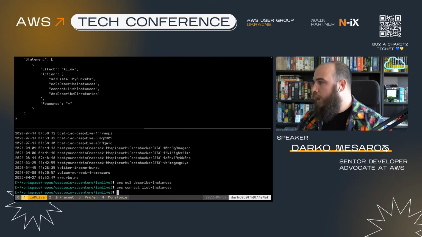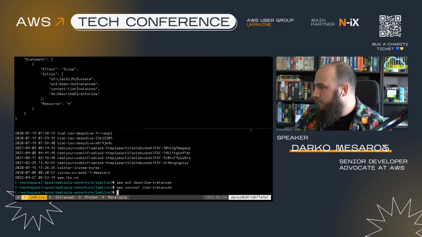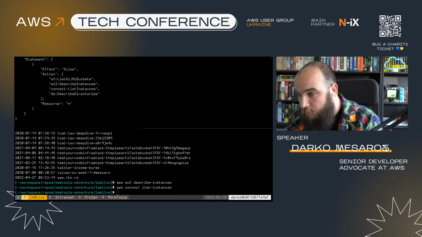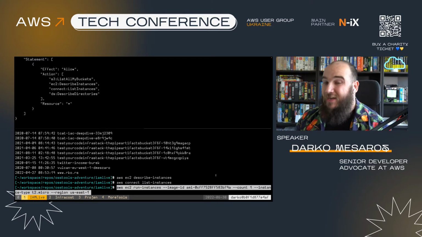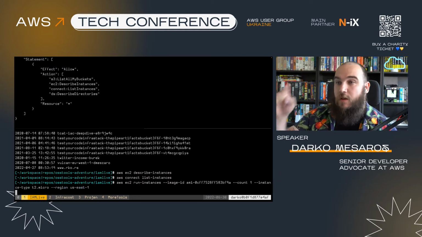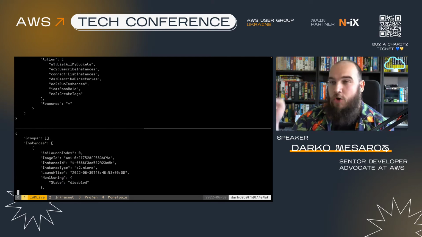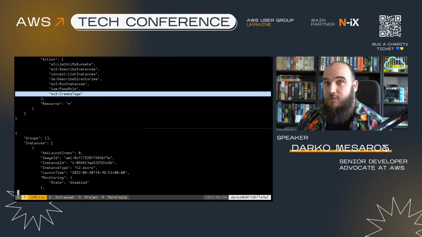Let's do something more. I want to run an instance. Now, I'm not going to type this out. I'm going to basically copy paste this thing here. Boom, boom, boom, boom, like that. This is a command that will run an EC2 instance in a specific region. If I do this, all of a sudden, we should get 1 more. No, we get a few more. We get run instances, pass role, and create tags.